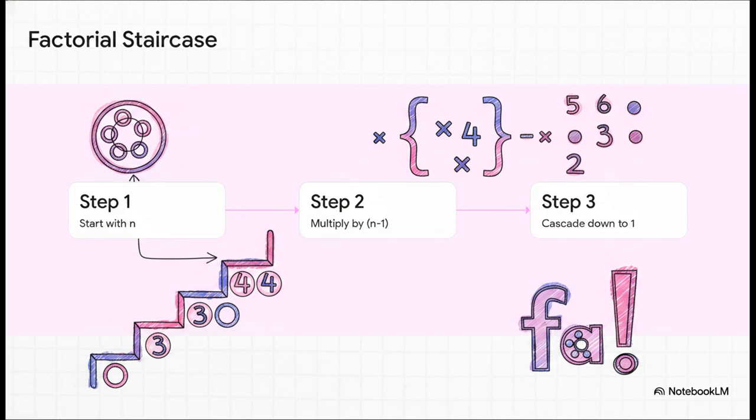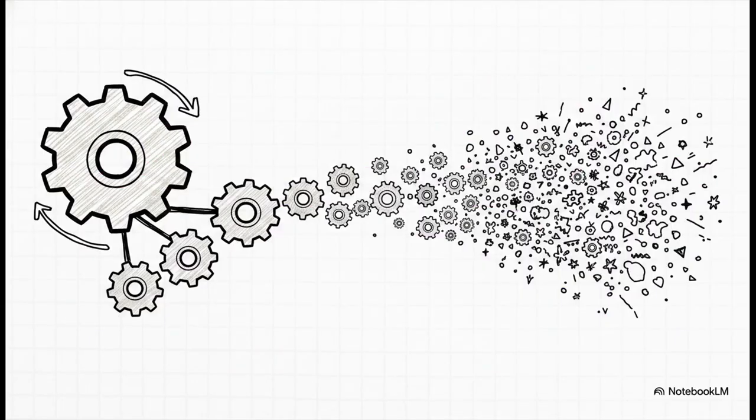Think of it like walking down a descending mathematical staircase. Step 1. You start with your total number of initial choices, your n. Step 2. You make a choice, which removes an option, so you multiply your starting number by the remaining options, n minus 1. Step 3. You just keep making choices, cascading down step by step until you hit exactly one final option. 5 times 4 times 3 times 2 times 1. N factorial is fundamentally a chain reaction of multiplication.